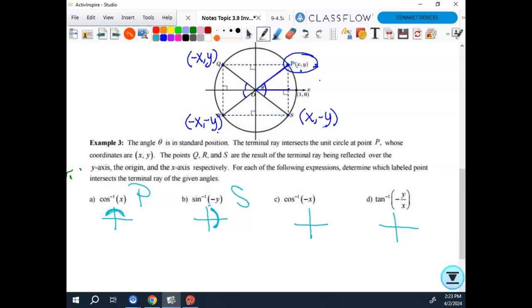Okay, cosine, I know I can pull from quadrants 1 and 2, right? Cosine inverse of negative x puts me at Q. Tangent, I can pull from first and fourth. Negative y over x, that would be S. Okay. Notice we didn't look at R at all, because none of them have anything to do with the third quadrant right now. He's just hanging out waiting for us to figure all this out. Okay? What questions do you have? Are we good? Beautiful.